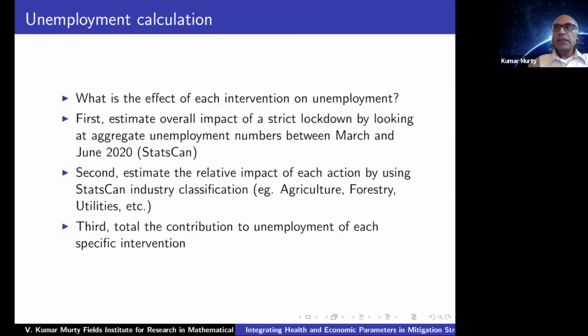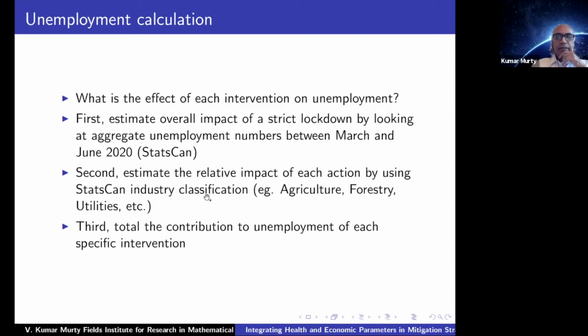Now the question is, what is the effect of each intervention on unemployment? Firstly, to estimate the overall impact of a strict lockdown, we looked at aggregate unemployment numbers. Statistics Canada gave us unemployment numbers between March and June. That delta is what we said is the overall impact of the strict lockdown. Then you have to look more closely at the different industry sectors, and StatsCan gives a long list of such sectors: agriculture, forestry, etc.